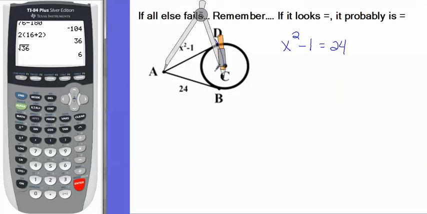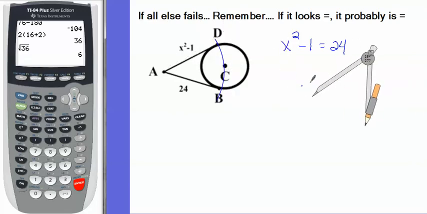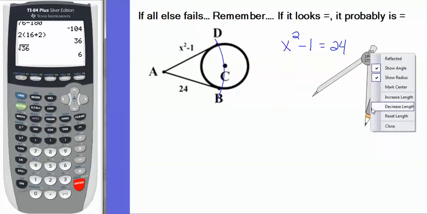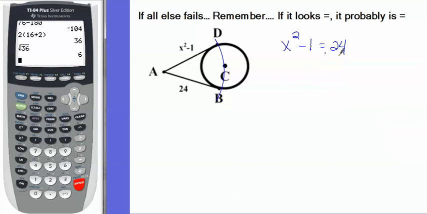And I could check to see that they happen to be the same length. Now granted, everything might not be drawn to scale, but I'm going to go with this. Now, what would I do to solve this problem? I could add 1 to both sides. I get x squared equals 25. I need to take the square root of both sides, and I get x equals 5.